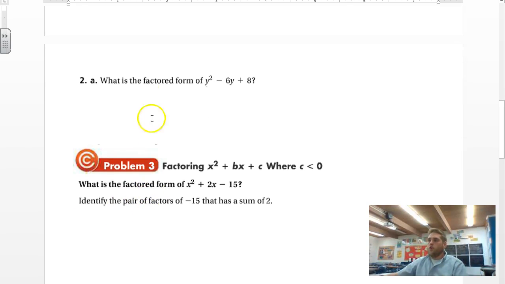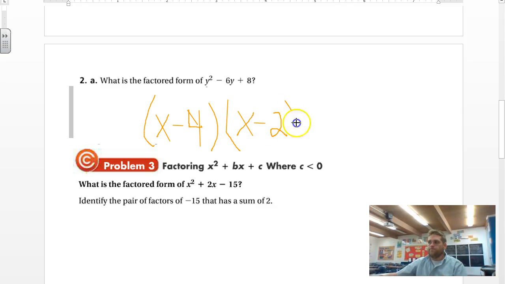Okay. So you should have got this one. You should have got a final answer of x minus 4 and x minus 2. Okay. So that should have been your answer for number 2. Oh, they're y's, I'm sorry. That should be a y. Okay, but y minus 4, y minus 2.